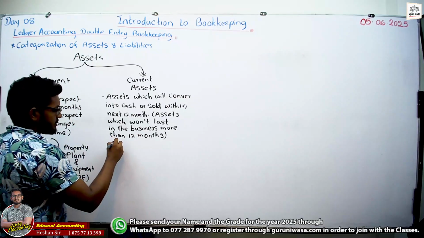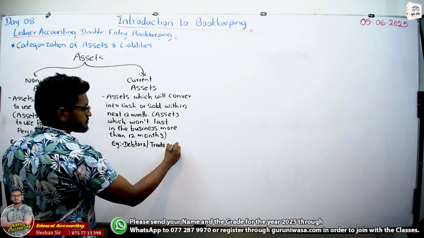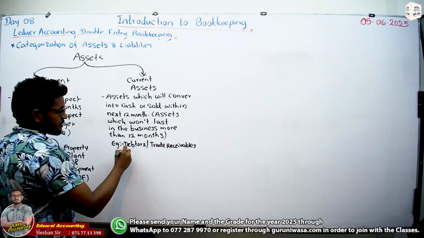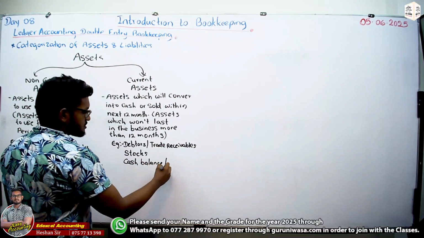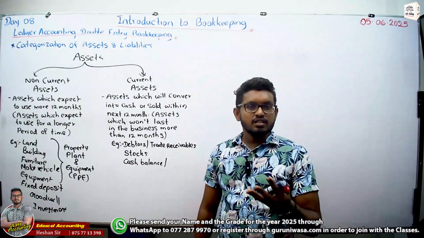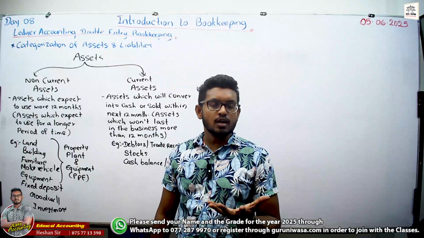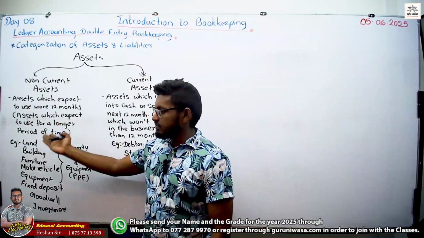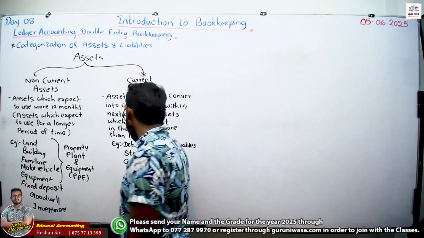For current assets, we can take debtors or trade receivables, stocks, and cash balance, which means cash in hand. Those things change daily. Current assets convert into cash in less than 12 months. Today our cash balance is 12,000; tomorrow it will be more or less. It changes day by day. When we purchase land and building, we keep them for a longer period. There is no intention to sell. Our intention is to use it.